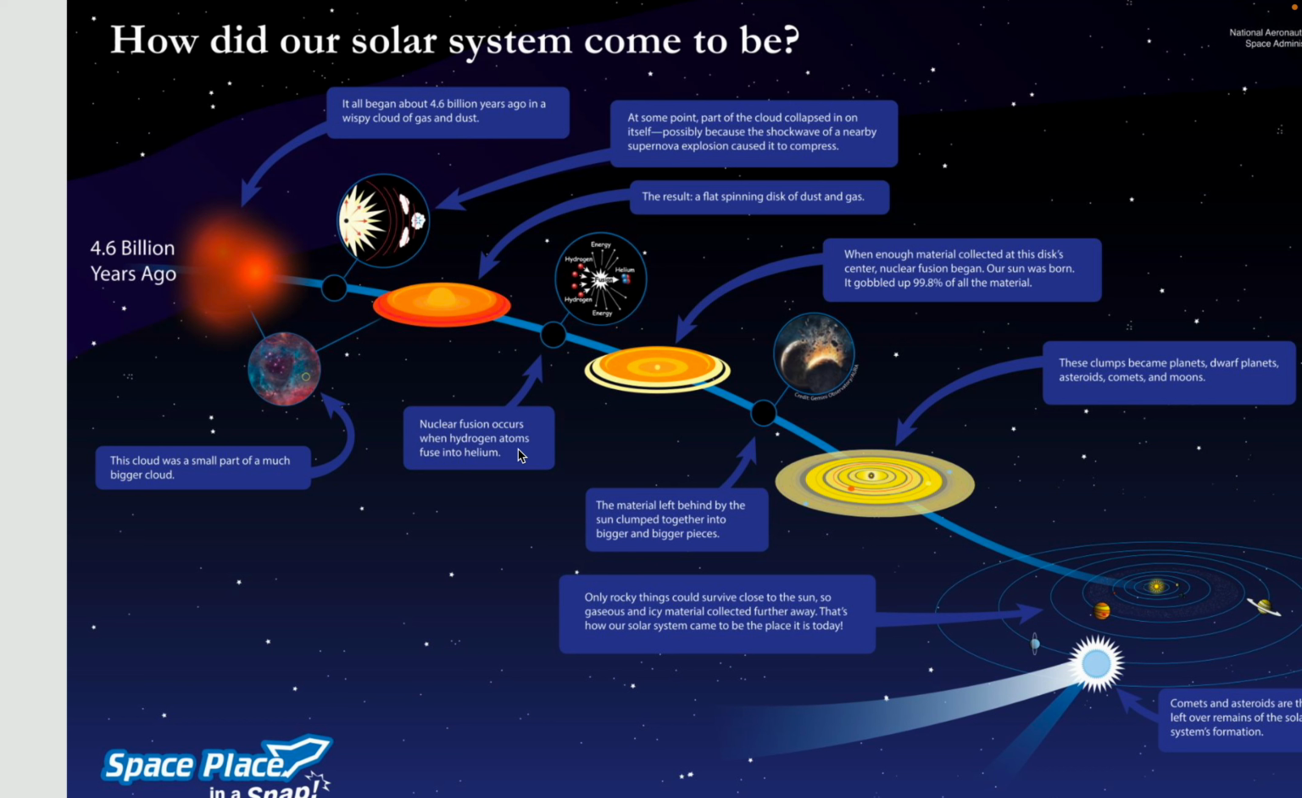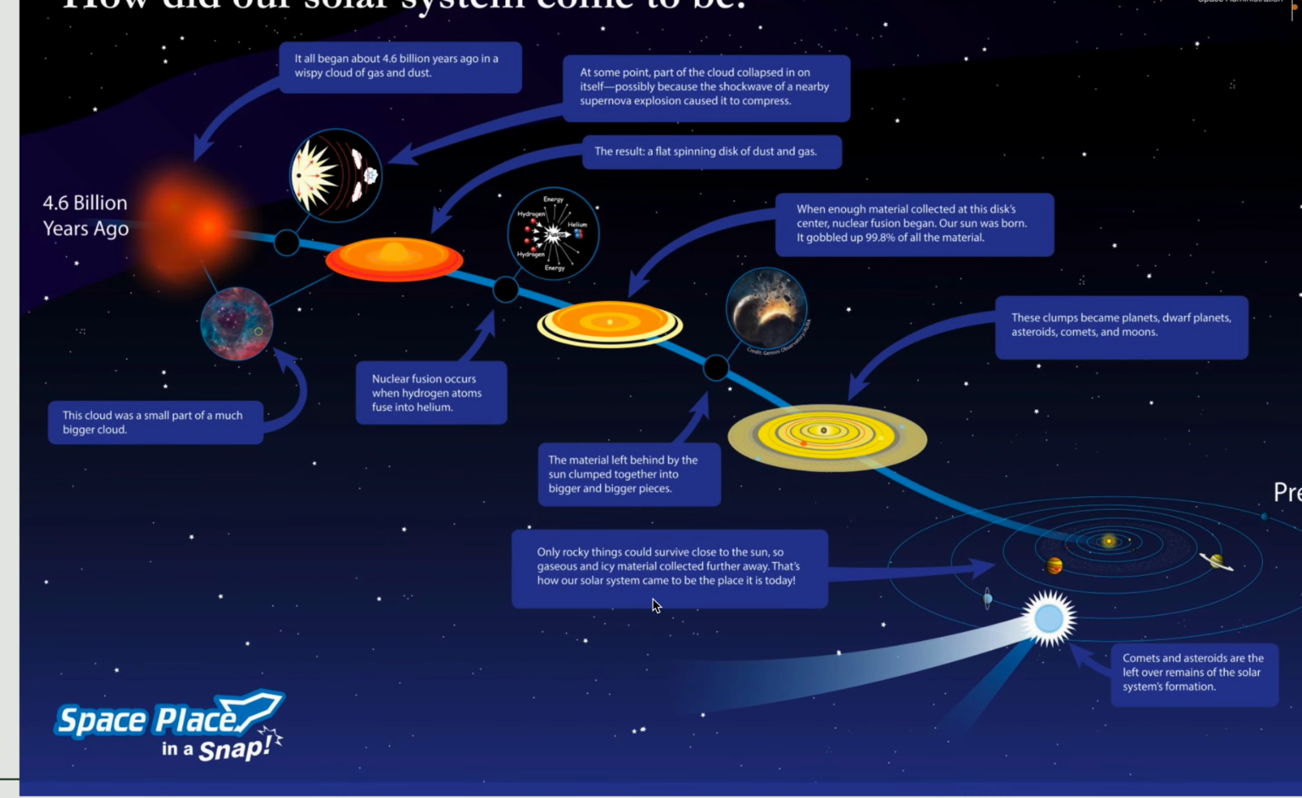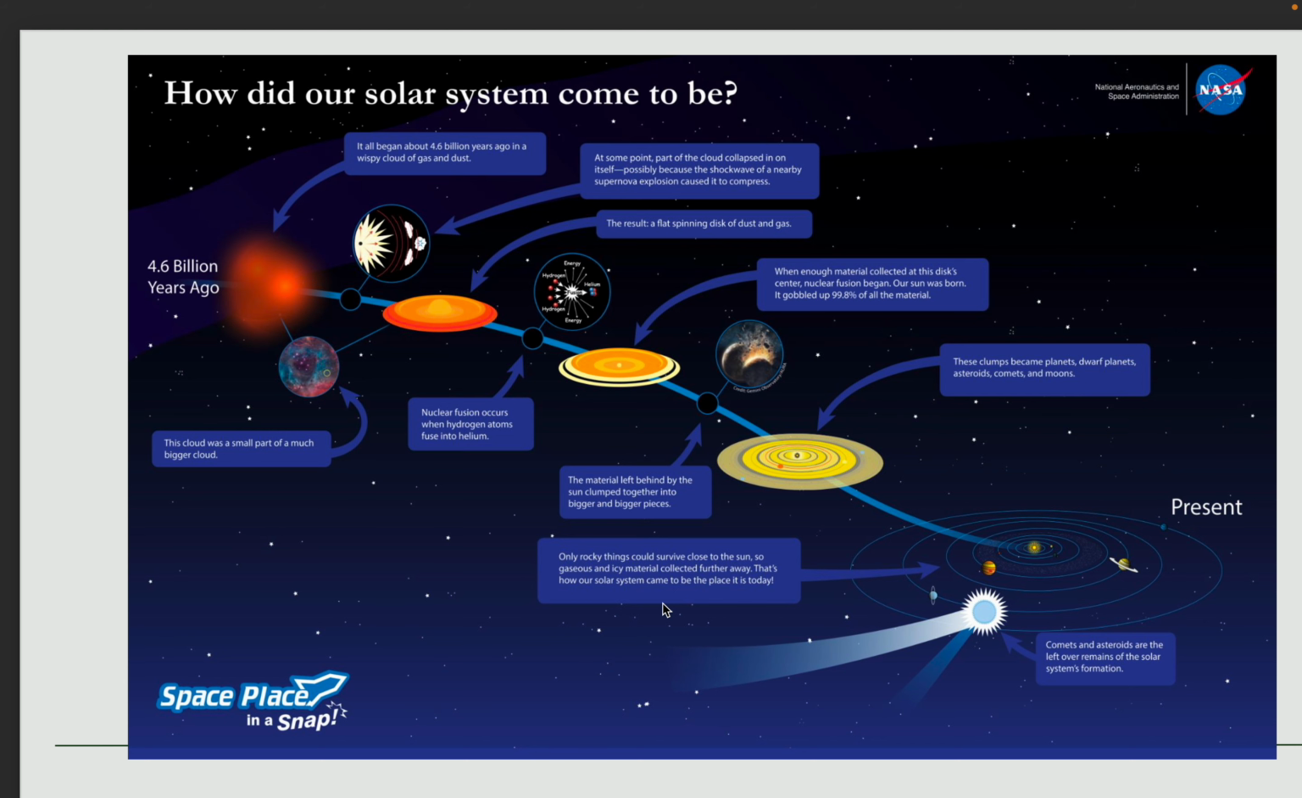The material left behind after the formation of the sun created the planets, dwarf planets, asteroids and the moons. Only the rocky things could survive near the sun, so the icy or gaseous material moved to the outer portion of the solar system. That is how the solar system came to be as it is today. Comets and asteroids are the leftovers, or remnants, of the solar system formation.